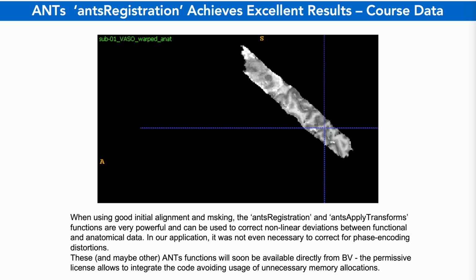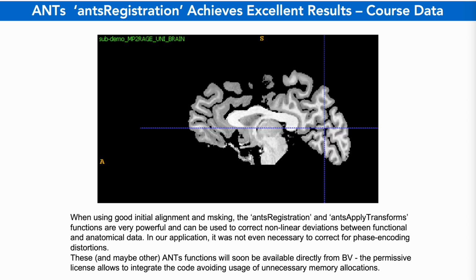Now I have done it, of course, for the course. But you see here, when you look at any point you want and compare our slab versus the MP2 range, you see basically no difference. Because ANS is for me the most powerful nonlinear alignment tool which is out there. And therefore I'm eager to integrate it now into BrainVoyager.